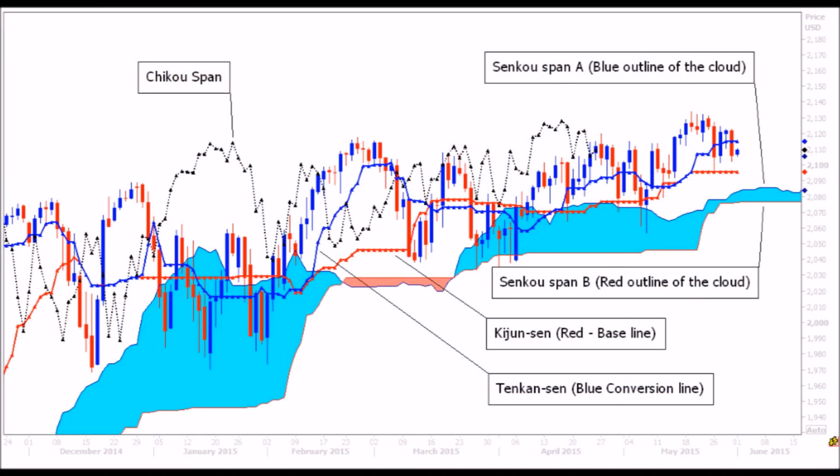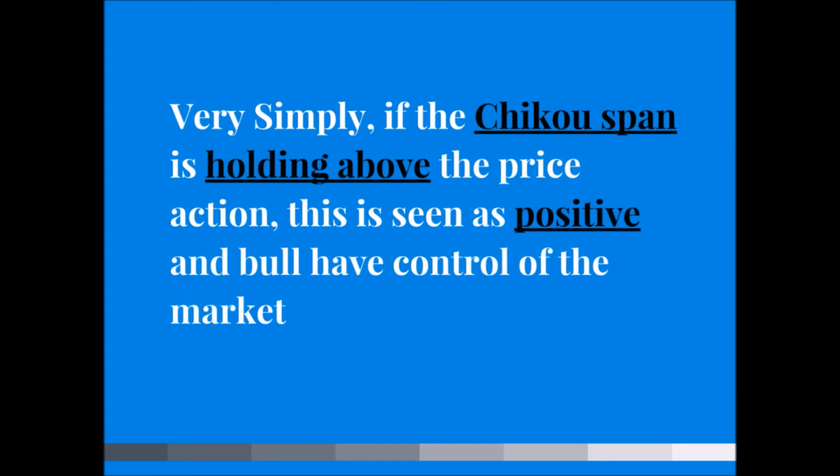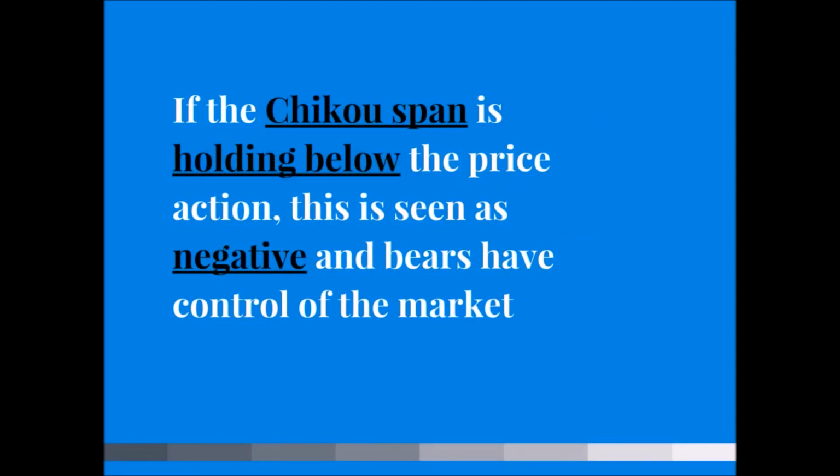So you can see in the chart above how the cloud has worked perfectly, providing support throughout the period in the bull trend. Chikou Span is the black dotted line you see in the chart and acts as a sentiment indicator. So simply, if the Chikou Span, the black dotted line, is holding above the price action, this is seen as positive and bulls have control of the market. And then of course, if the Chikou Span is holding below the price action, it's seen as negative, bears have control of the market.